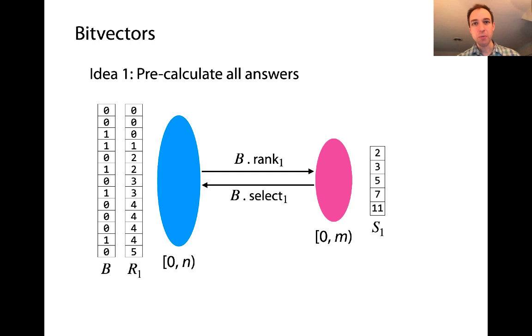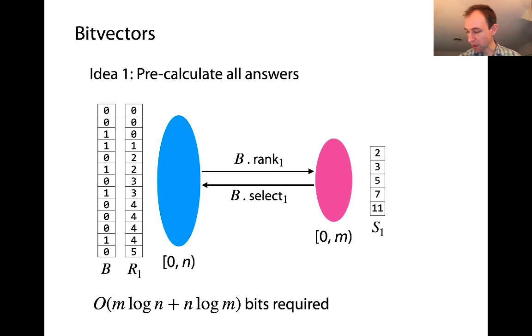And then every time we have a rank or a select query, we just do a direct lookup, right? We go to a particular offset that's just given by the parameter to the rank or select query, look up the answer. But this takes a lot of bits, right? So how many bits does it take?